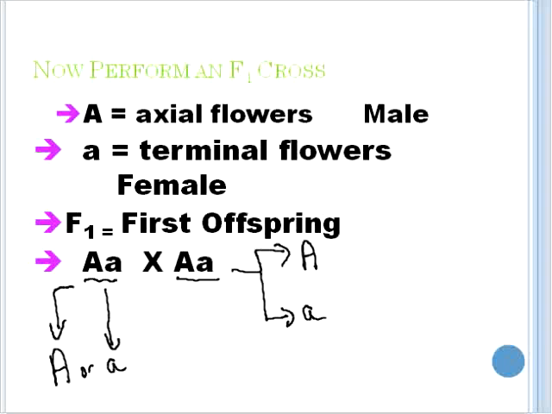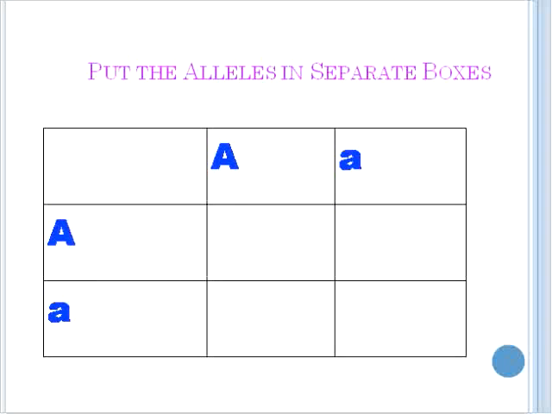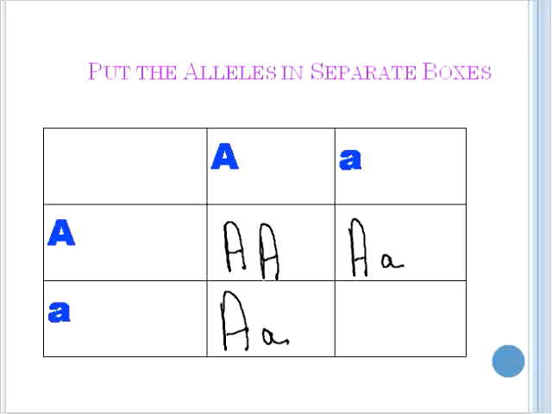Same pattern is followed. Set up your square and you put each allele in the corresponding boxes. You bring your gametes down, big A, big A. Big A, little a. Bringing the gametes to the right or down as appropriate. Big A, little a, little a, little a.